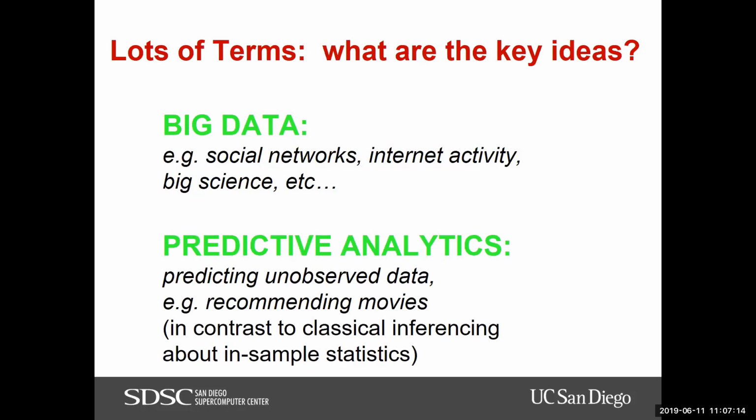Again, I'm just looking over some basic terms that we hear. Predictive analytics is another one of these terms that we hear a lot and that gets thrown around. It really just means predicting unobserved data. For example, when you go onto Netflix, they recommend movies for you. This is a kind of predictive analytics. And it's usually meant to be a contrast to classical inferencing, where classical inferencing is about your in-sample statistics, and predictive analytics is really about your out-of-sample statistics.